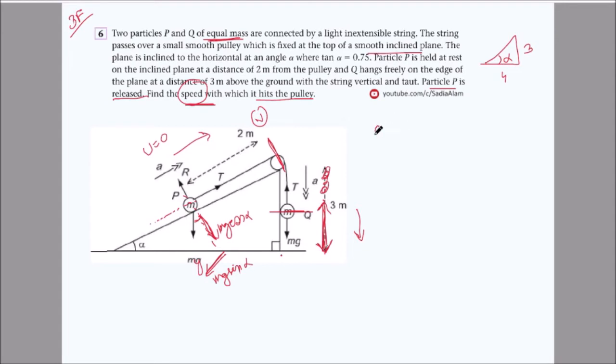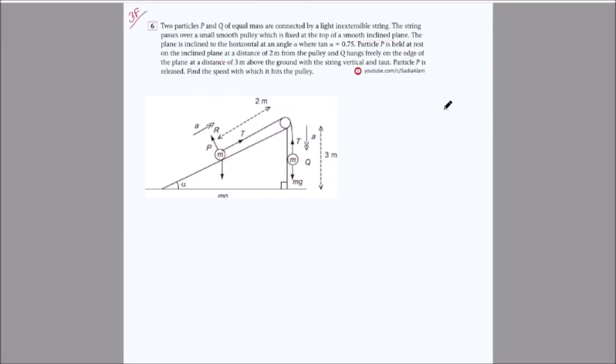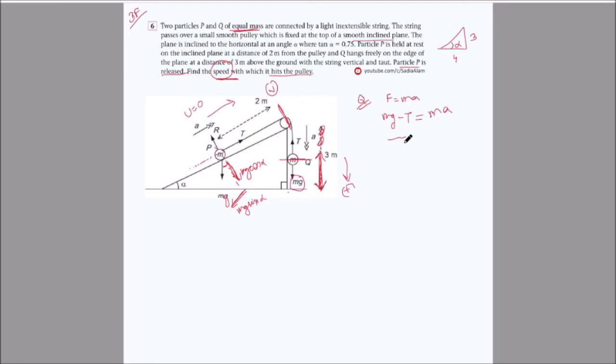Okay, so for particle Q, if I just form an equation for Q, F equals ma. Downward is positive, weight is mg and T is negative, equals ma. Mass is m, a is unknown. So from here you get the equation of T, which is mg minus ma. That's the first equation in terms of m, because we do not know the mass.